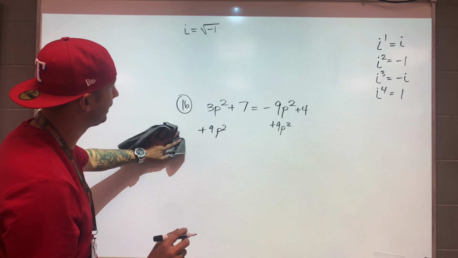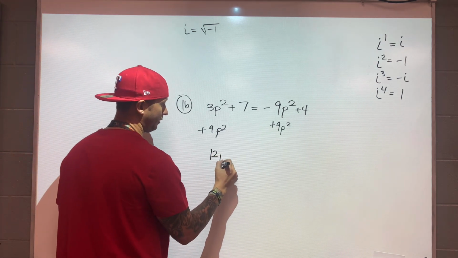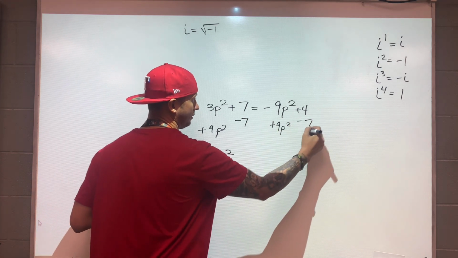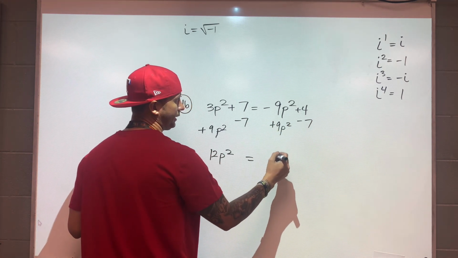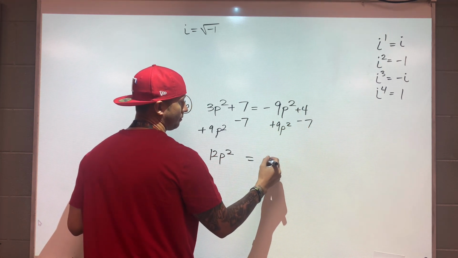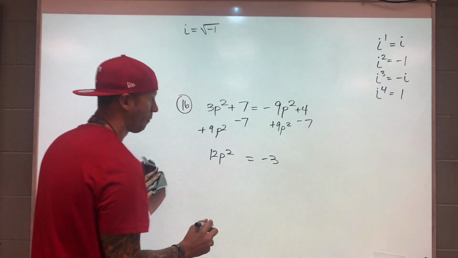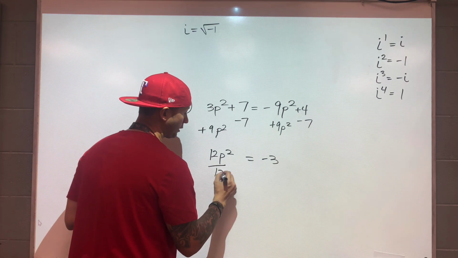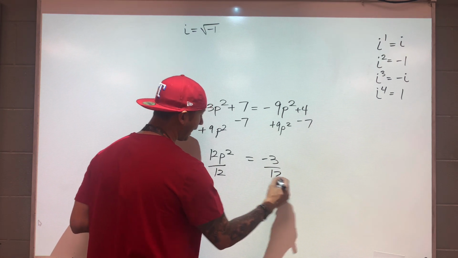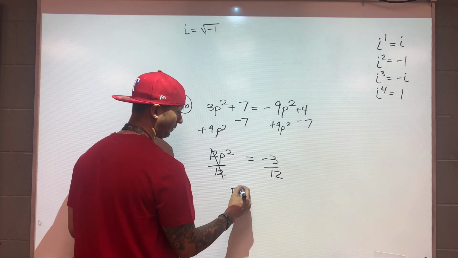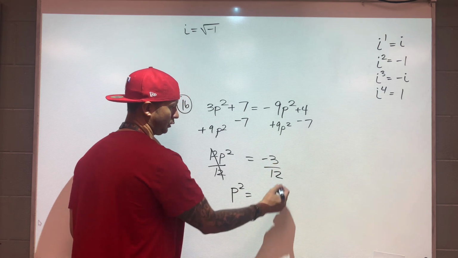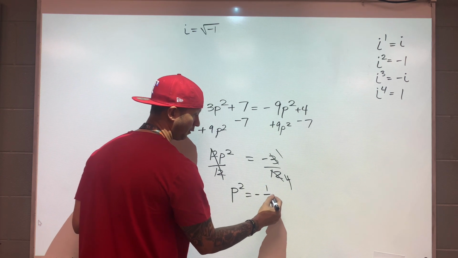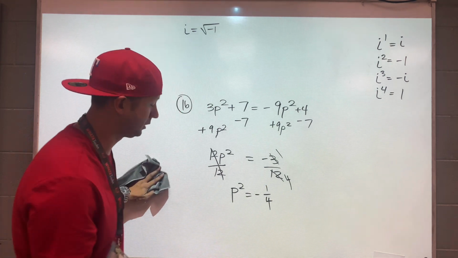So 9, 10, 11, 12. So 12p squared. I'm going to subtract 7. So I'm going to get -3. Divide both sides by 12 because I'm solving for p, trying to isolate p. P squared is equal to, this cancels, -1/4. I can already see where this is going.